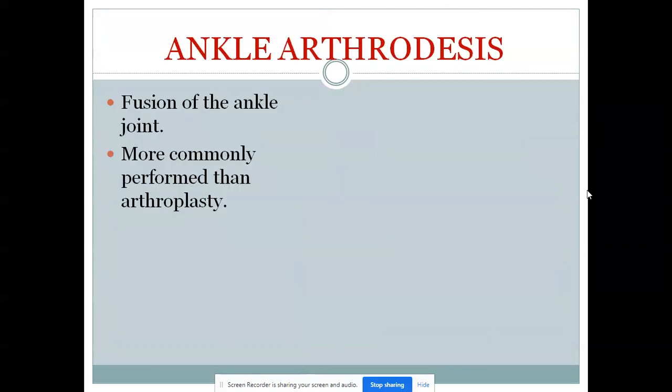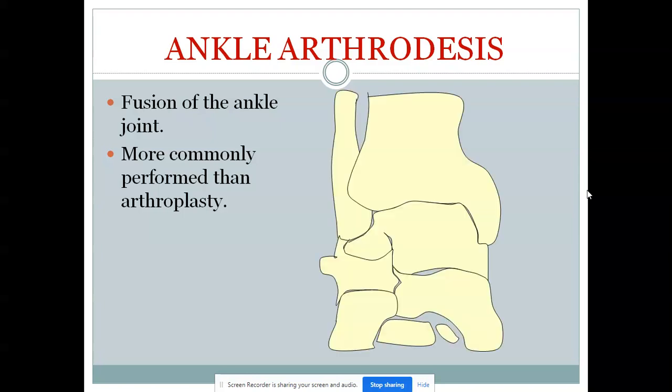One more part is left, that is your ankle arthrodesis. Fusion of the joint is known as arthrodesis. That particular joint is ankle arthrodesis, more commonly performed than arthroplasty as it provides more stability.